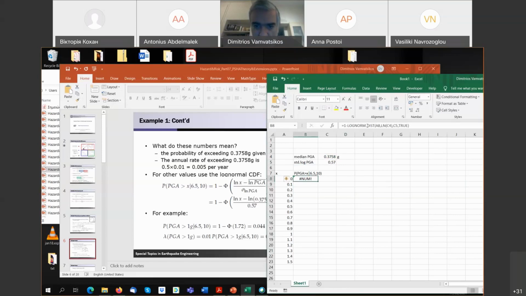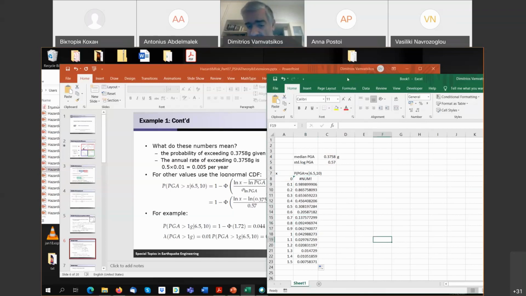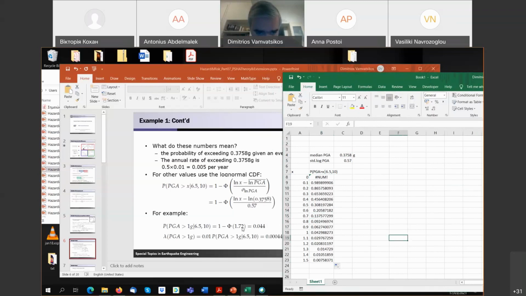Sorry, I forgot to put some dollar signs here. It's funny that Excel works with dollars. I always had some trouble with that. Let's see. Okay, let me see if I didn't make a mistake. 1G, yeah, there we go. 0.043, 44, yeah, it's about the same.